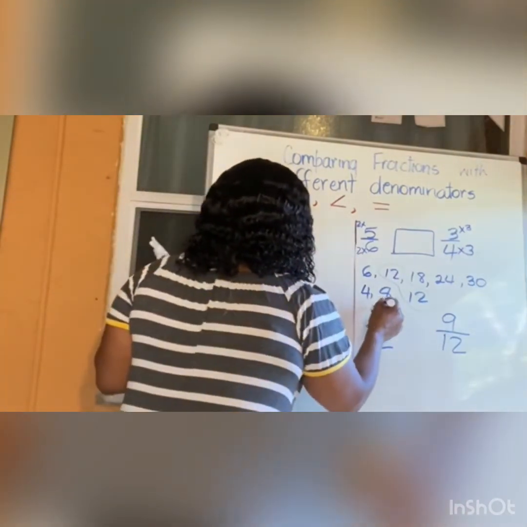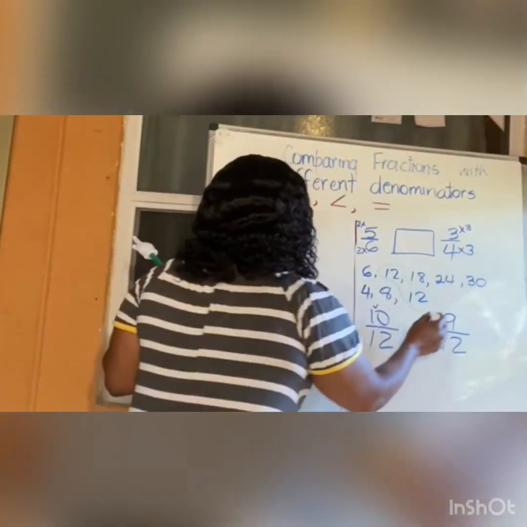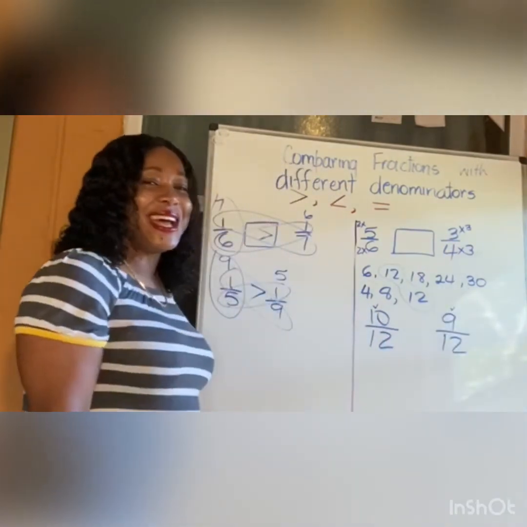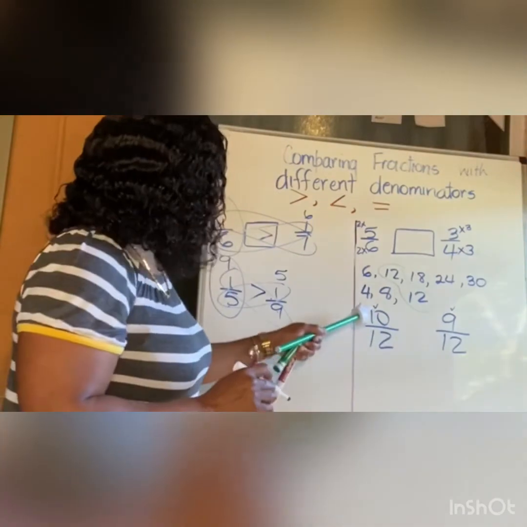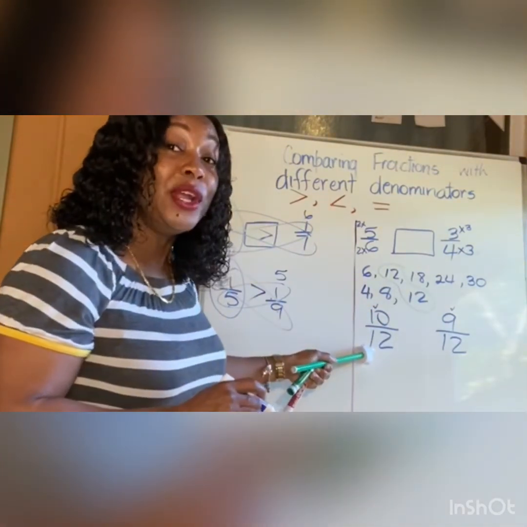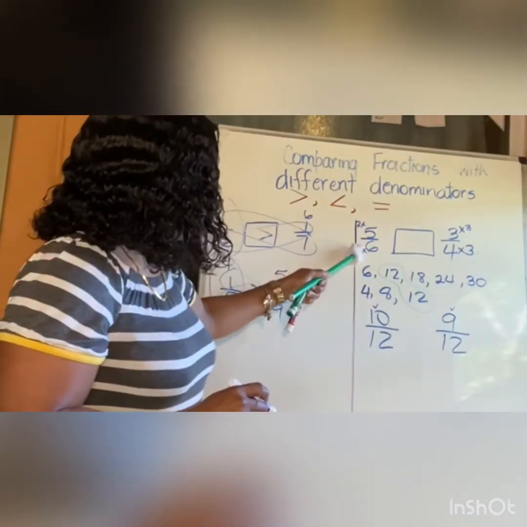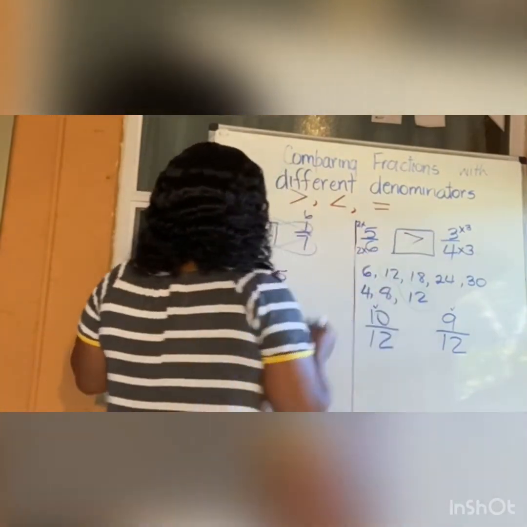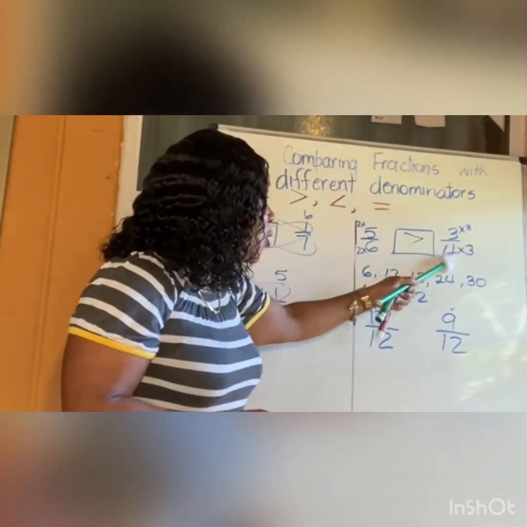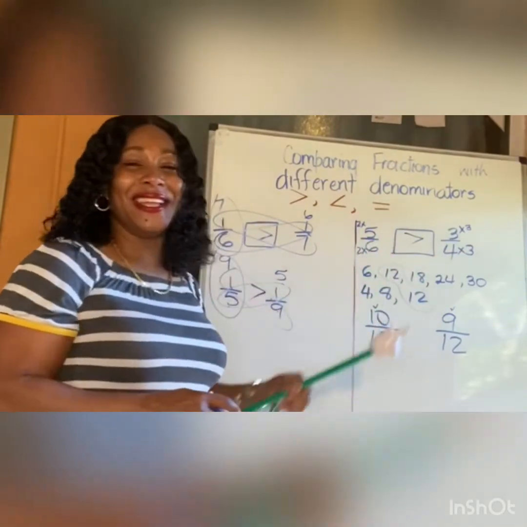My numerator here is 10. My numerator here is 9. I have no doubt that you realize that 10/12 is the bigger one, which simply means 5/6 is greater than 3/4, or 3/4 is less than 5/6.